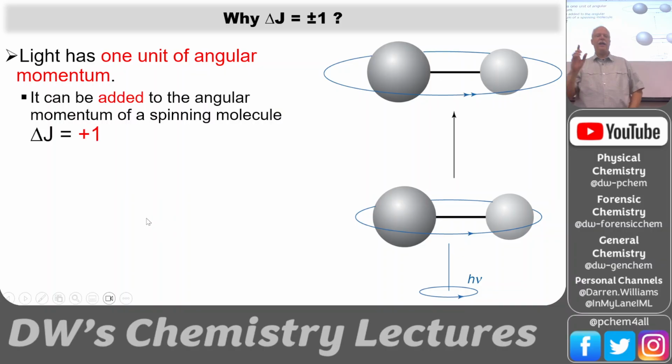So therefore that unit can be added to a molecule. A molecule is already spinning and it absorbs light and it gets a kick of 1 unit. Or if the molecule is spinning this way and light's going this way, it can go minus 1 on J. It can slow it down by 1 unit.